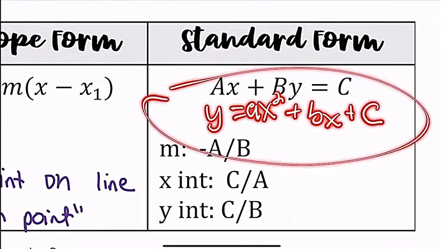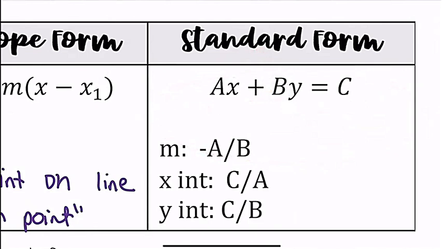This is standard form of a quadratic equation, which is a degree 2 function. We're talking about degree 1s today. It just goes by the exponent here. So here we have ax squared plus bx plus c. That's standard form of a quadratic. Here is standard form of a linear function.